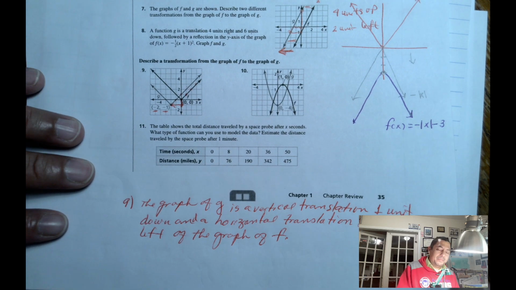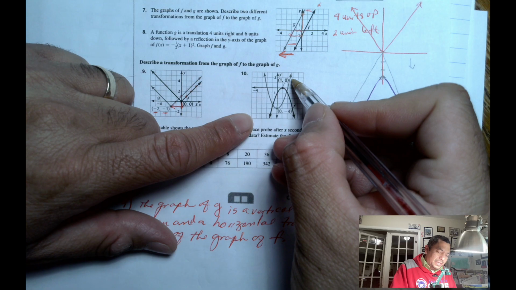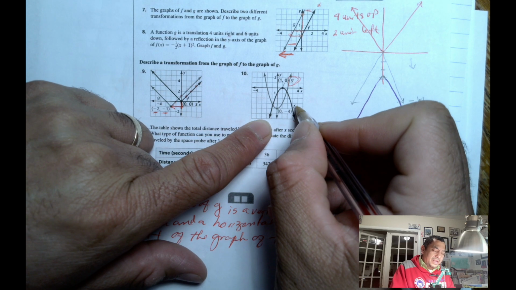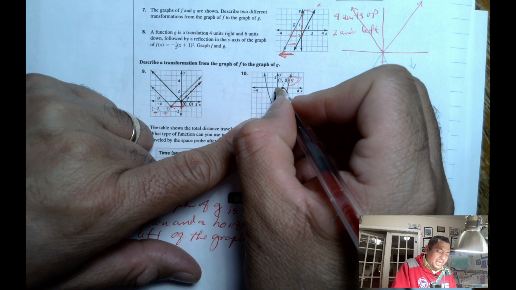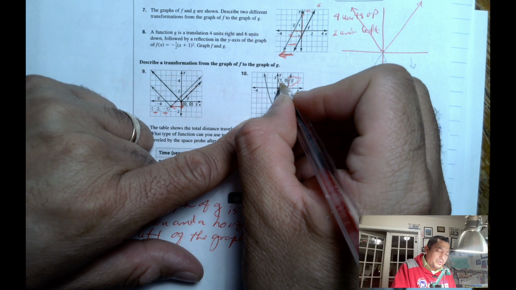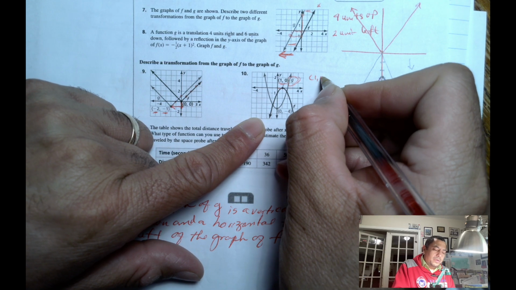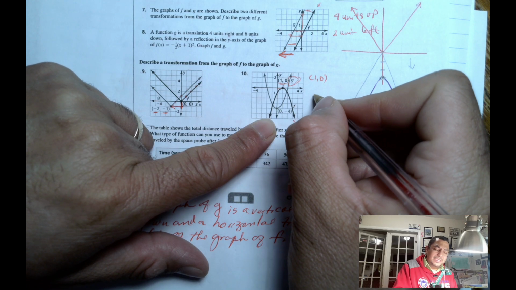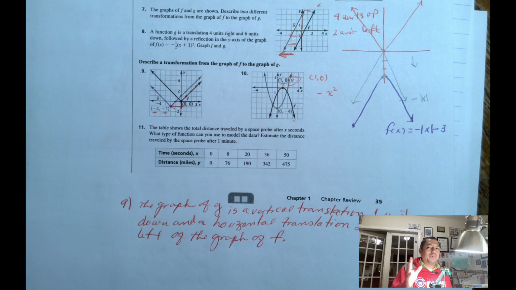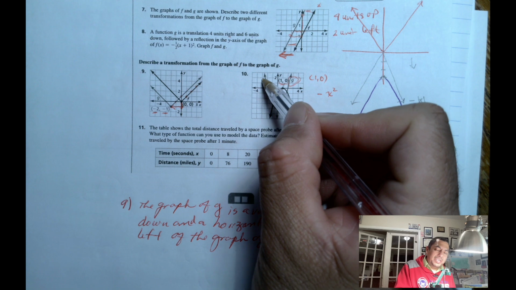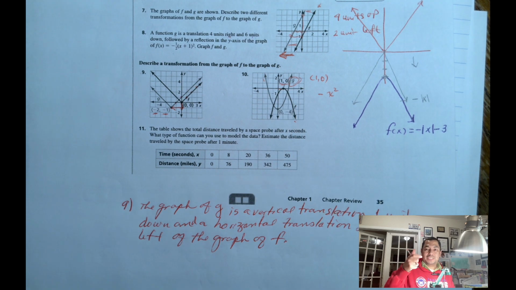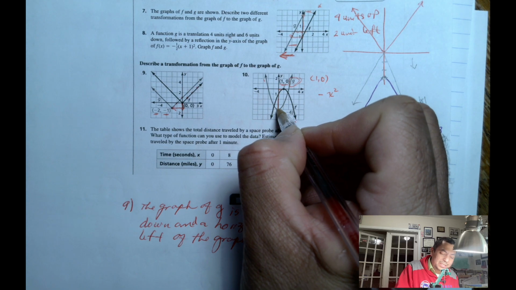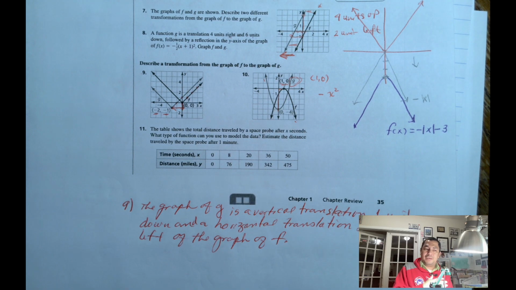Let's look at problem number 10. So number 10, this is g, this is f. See, this is g, x, and this is f. So f, what can I see? It moves to the right 1 unit, (1, 0). And then this parabola opens down. So that means it is negative x squared. That's what I can see from this graph. And then the g graph opens up. That means it's positive. And then I can see that this one goes down 4 units. There is no movement to the left or to the right.